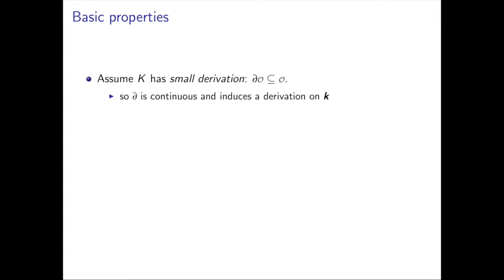And what does it do for you? Well, it gives you continuity, but it also implies that the derivation applied to the valuation ring maps into the valuation ring. So you get an induced derivation on the residue field. And back in the world of functions, this means that if a function tends to 0, then its derivative should also tend to 0.